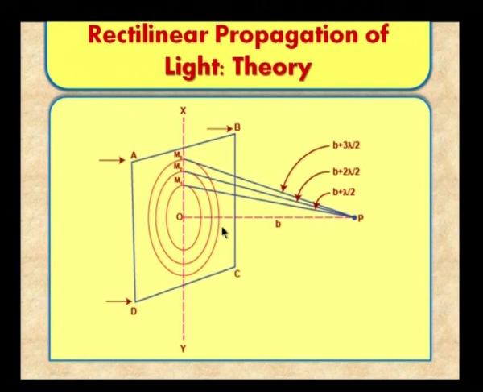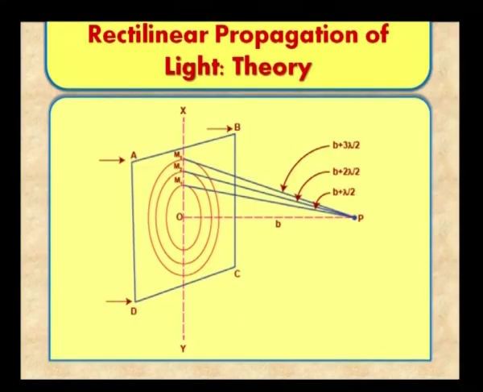Why are they called half period zones? Because what is the difference between these? Lambda by 2 and 2 lambda by 2 is lambda, 3 lambda by 2, the difference is lambda by 2. What is lambda? Lambda corresponds to a path difference. We have seen earlier a phase difference of 2 pi corresponds to a path difference of lambda. 2 pi means what? It corresponds to a time period T.